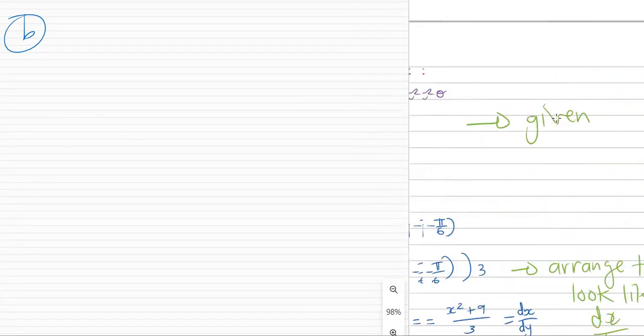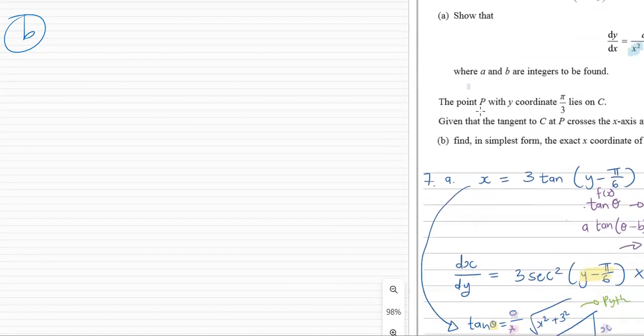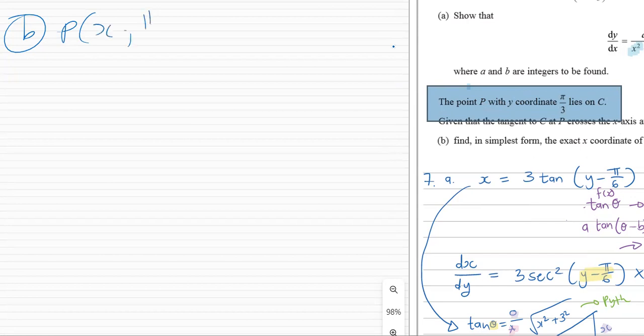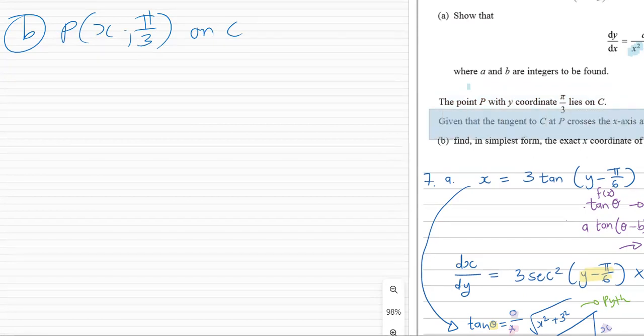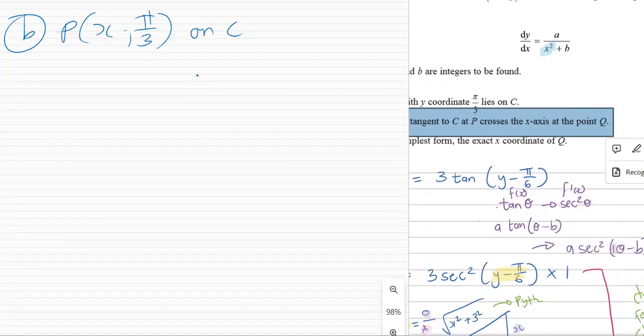Okay. So 7B gives new information. Point P lies on the curve. Even in an exam, I write this. I say P, and if it gives a Y coordinate, I say X, we don't know yet, but we know pi over 3 is the Y coordinate. So I would write that straight away. I would even write it on C for myself. Given that the tangent to C at point P crosses the x-axis at point Q.